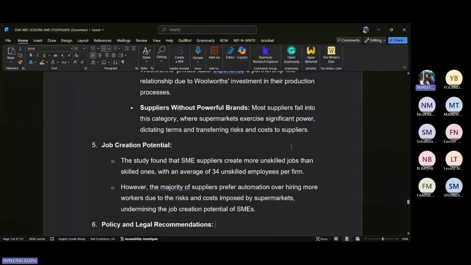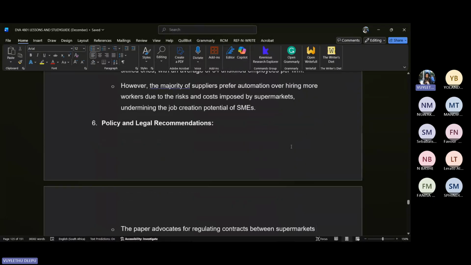Now let's look at the job creation potential. The study found that SME suppliers create more unskilled jobs than skilled ones, with an average of 34 unskilled employees per firm. However, the majority of suppliers prefer automation over hiring more workers due to the risks and costs imposed by supermarkets, undermining the job creation potential of SMEs.